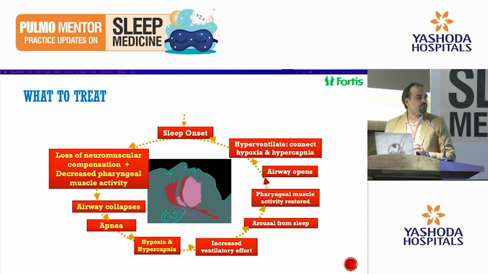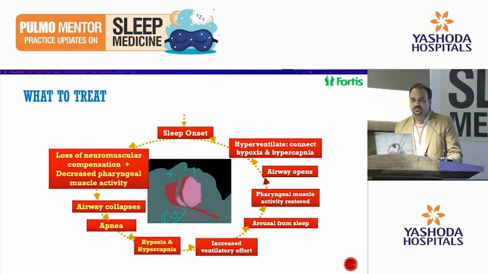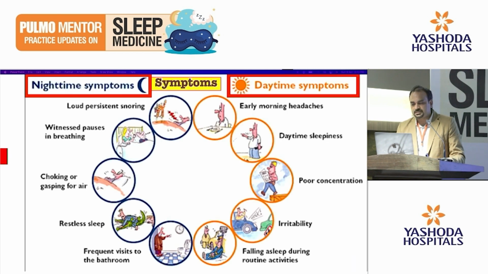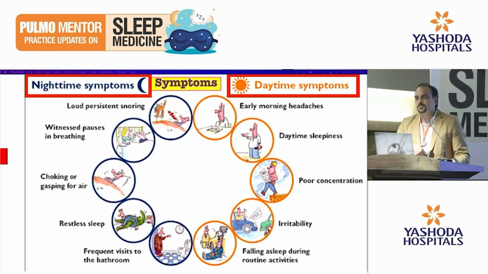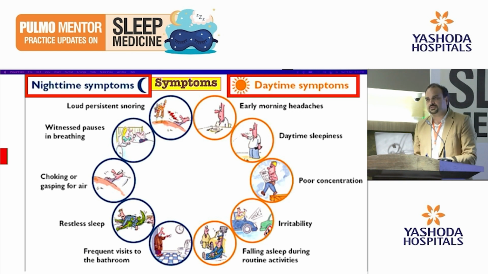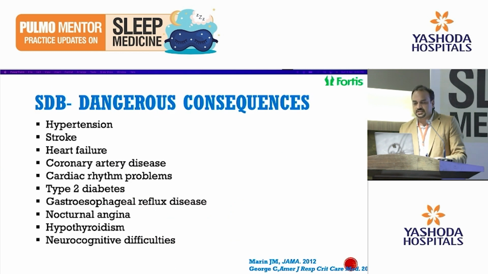So this is what we are trying to treat at different levels, whether it is the neuromuscular level, the endocrinal level, or the neurological level. And all of this is basically creating one problem, that is the daytime symptoms in these patients and the nighttime problems that most of the time the patient is not aware of. Daytime symptoms, most of us take as part of the routine of our overwork. Very subtle symptoms: early morning headaches, daytime sleepiness, poor concentration, irritability, falling asleep during the day.